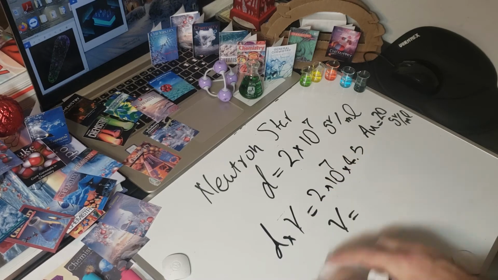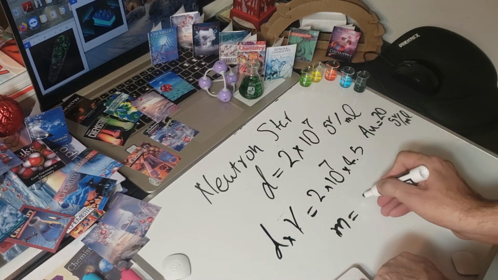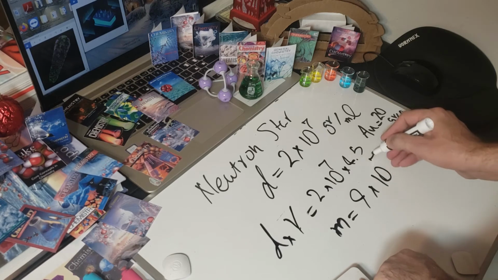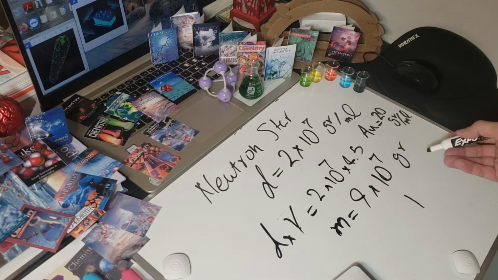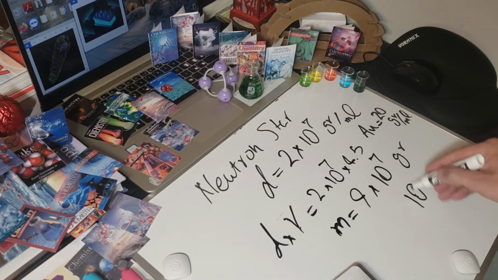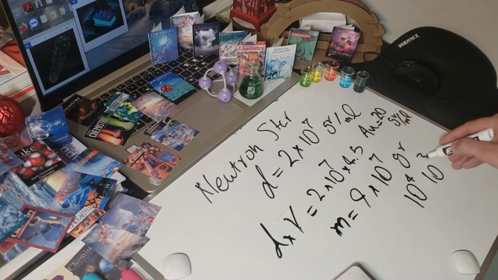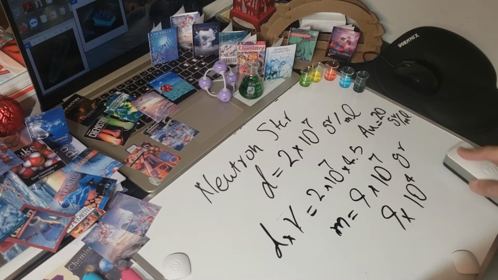Density times volume gives my mass, and that's 9 times 10 to the 7 grams. I could convert it to kilograms, and because each kilogram is 10 to the 3 grams, this would be 10 to the 4, 10 to the 3. I could write 10 to the 7 like this in grams, and this would be kilograms.